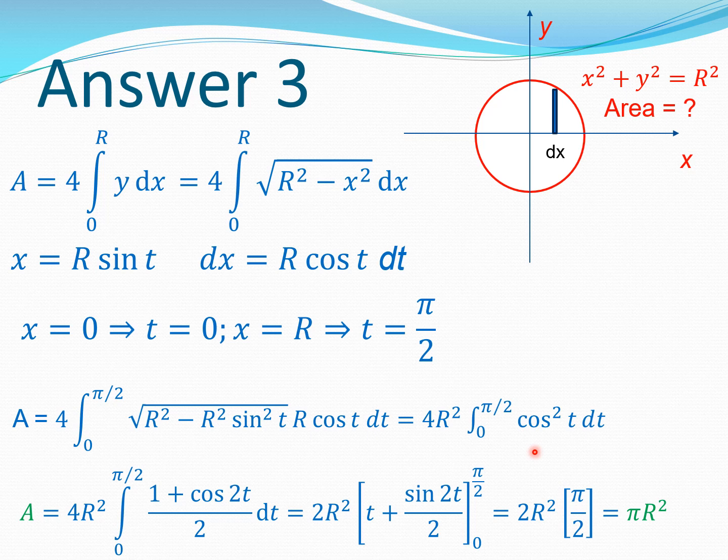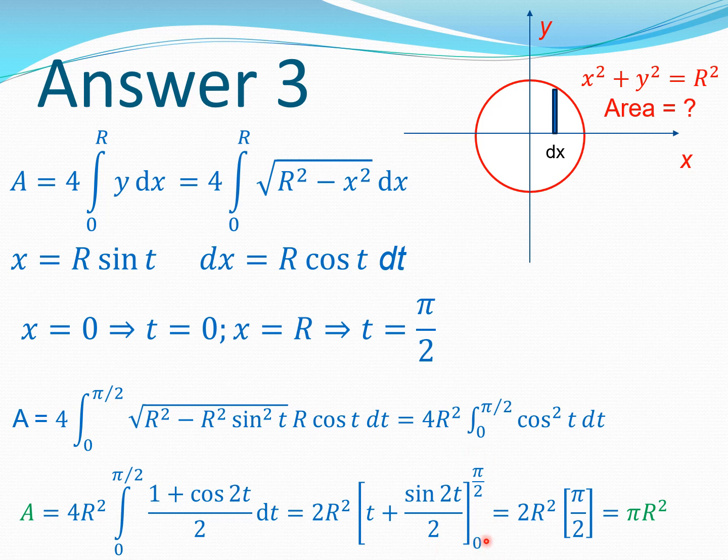Now to integrate this expression, I think we have done a problem similar to this previously. We can use the formula that cos square t can be written as (1 plus cos 2t) by 2, and then integration gives me this equation here. So I cut this 2 out here, I get 2r square, and integrating, this 1 becomes t, and this cos 2t becomes sin 2t by 2, and the limits are 0 to pi by 2.